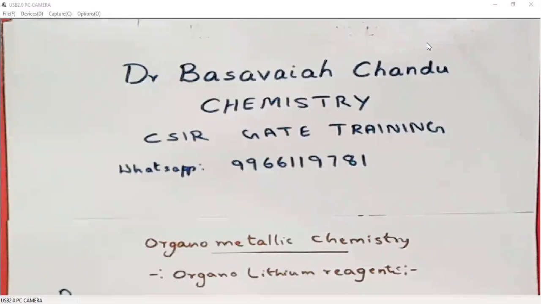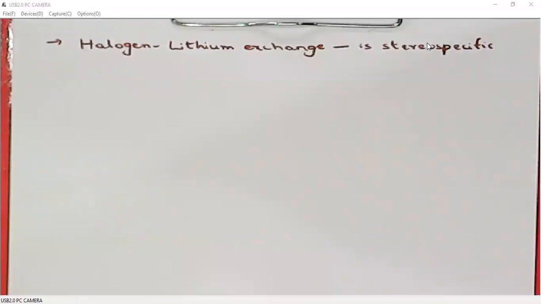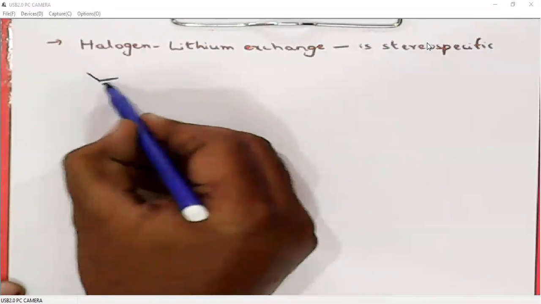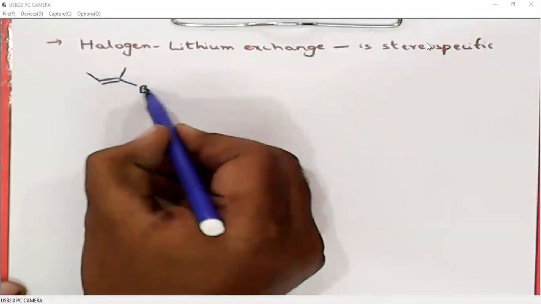We were discussing organolithium reagents. Today we will see halogen lithium exchange reactions. Generally, these halogen lithium exchange reactions are stereospecific. First, we will see what is halogen lithium exchange.